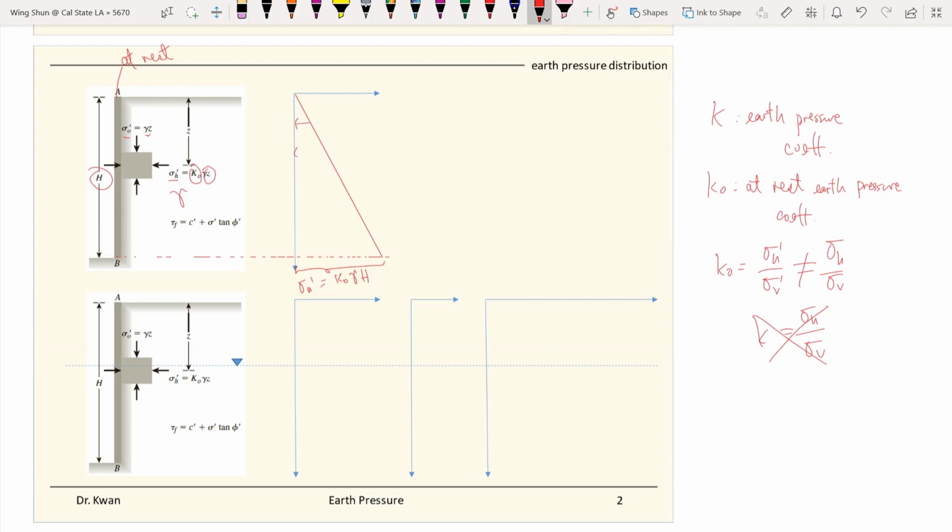So this is the stress distribution, and the center of the force will act at one third, the centroid of the triangle. That's the location of the force acting on the wall. We can call this P naught. This is the resultant force of the backfill acting on the wall.